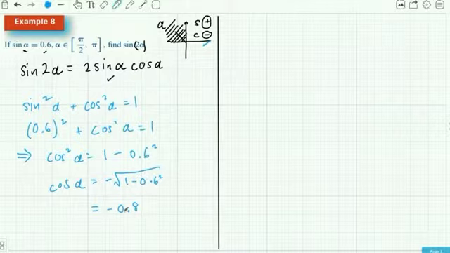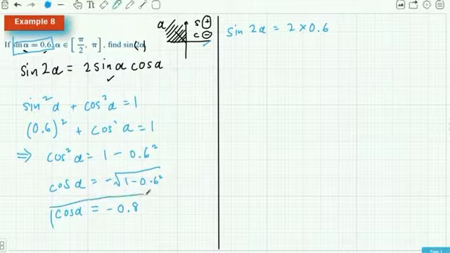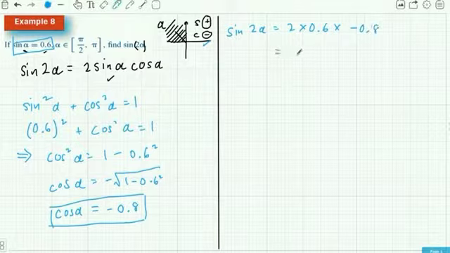So for the next part, we know what sine of 2 alpha is equal to. We just need to put everything that we know into that formula. So 2 times sine of alpha, which is 0.6, and cos of alpha, which I know, it's actually always a good idea to put that in a box, what you know, is negative 0.8. So just using your calculator or by hand, that is going to be negative 0.96.